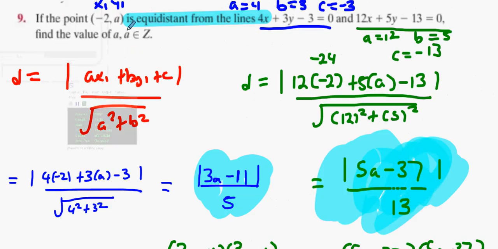Because it says A is an element of Z, we're only allowed A equals minus 3, because the other one doesn't qualify as an integer. Okay? So only one answer is allowed.